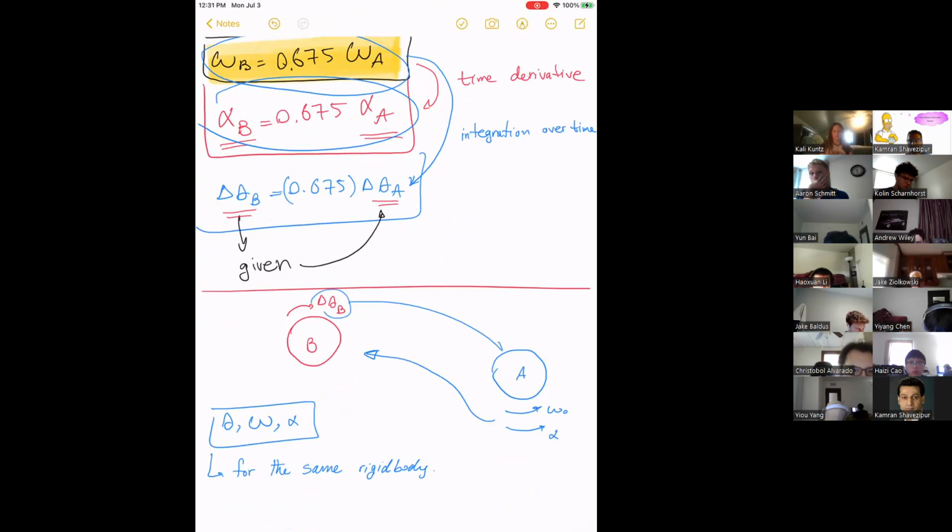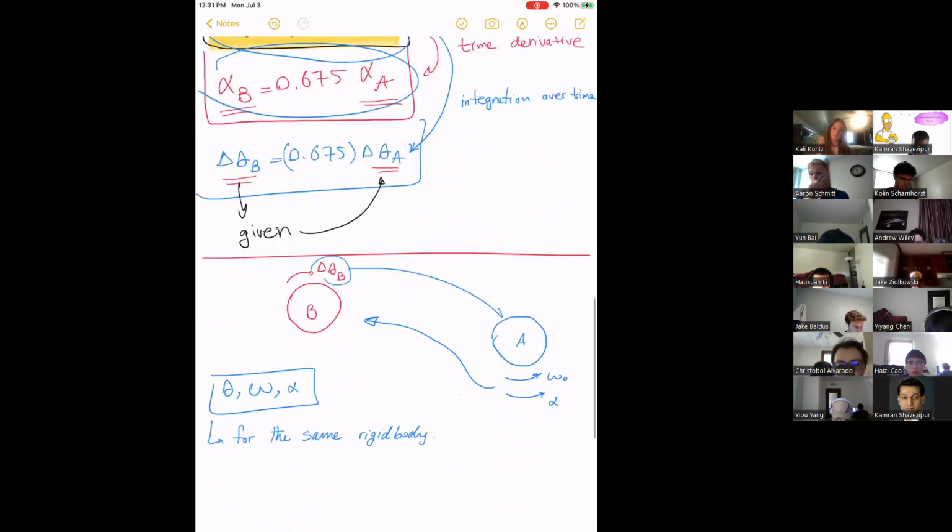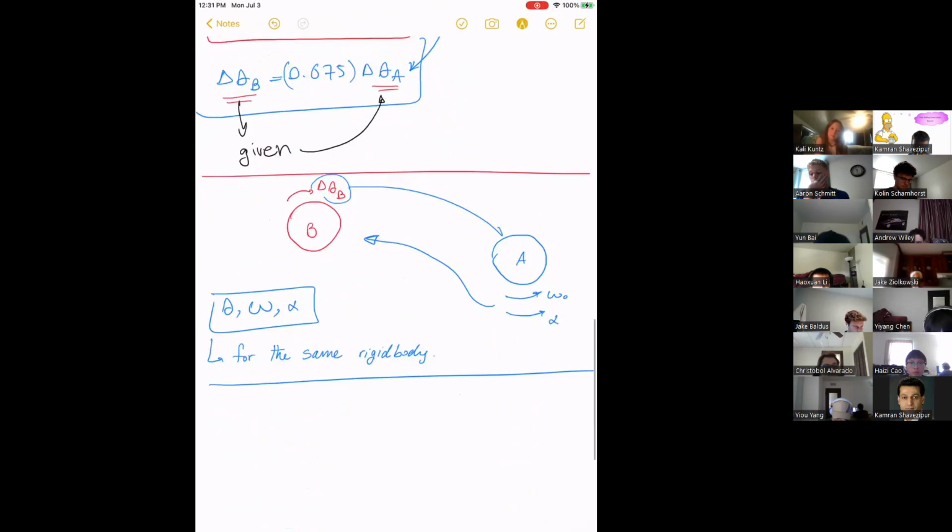Which one you prefer? I'm going to ask Callie, who has the majority of the class. You want to analyze B or A? Let's analyze B. B, okay. If you want to analyze B, for B, delta theta B is 6 revolutions, which is going to be 6 times 2 pi in terms of radian, 12 pi.